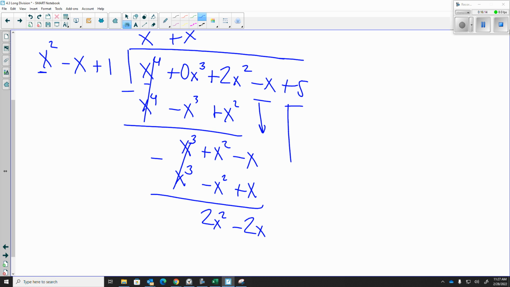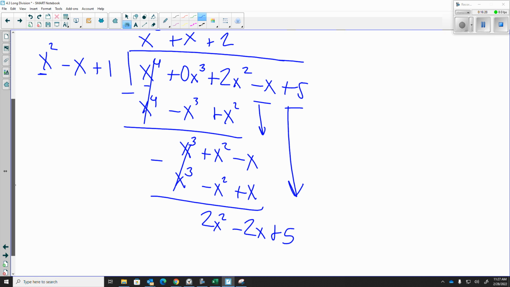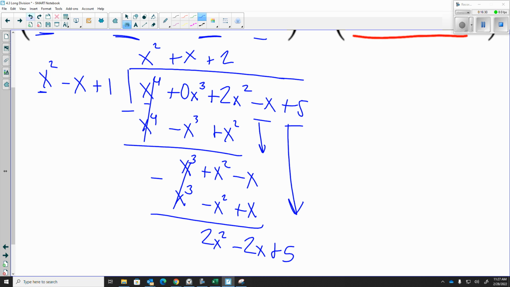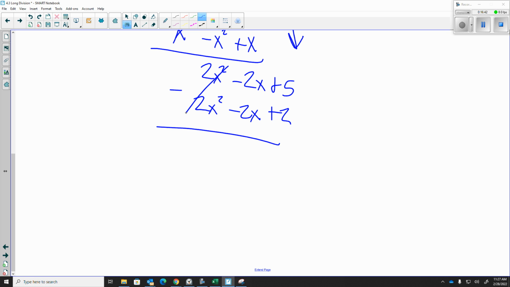Do it one more time. X squared to 2x squared, you need to multiply by 2. So multiply 2 by all that stuff. Oh, gosh. That's 2x squared minus 2x plus 2. Subtract things one more time. That cancels. Second thing cancels 2, which is fine. Negative 2 minus negative 2, that cancels. Cool. And 5 minus 2 is 3.